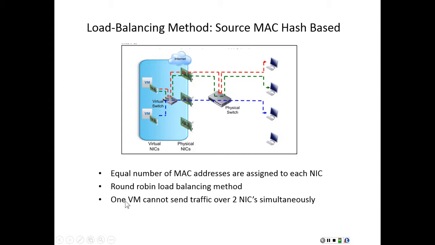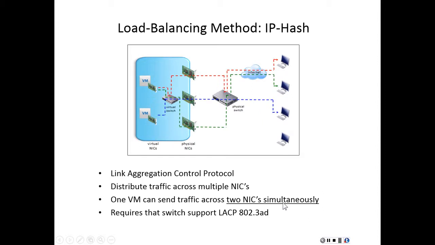The disadvantage is one virtual machine cannot send traffic over two network interface cards simultaneously. A third load balancing method called IP hash uses the link aggregation control protocol to distribute traffic across multiple network interface cards. And one of the big advantages of it is that it allows one virtual machine to send traffic across two network interface cards simultaneously.